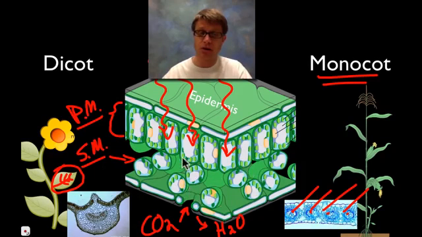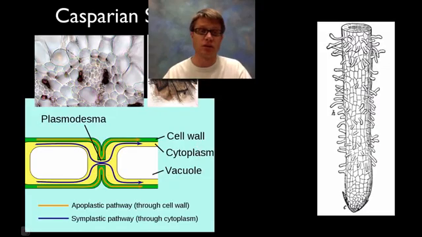And so the bottom part here, all of that space down here, is for the carbon dioxide gas to diffuse in and then be used in photosynthesis.